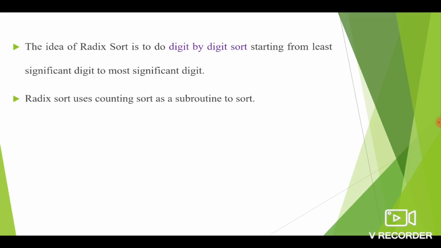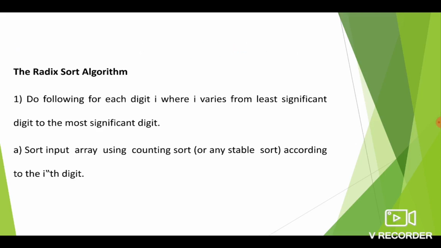So radix sort uses counting sort as a subroutine to sort. So we will see an algorithm for radix sort. Do the following for each digit i, where i varies from the least significant digit to the most significant digit. That is, you have to take digit by digit and for each digit you have to do the steps. Sort the input array using counting sort, or you can go with any other stable sort, according to the ith digit. Okay. So we are considering the ith digit.